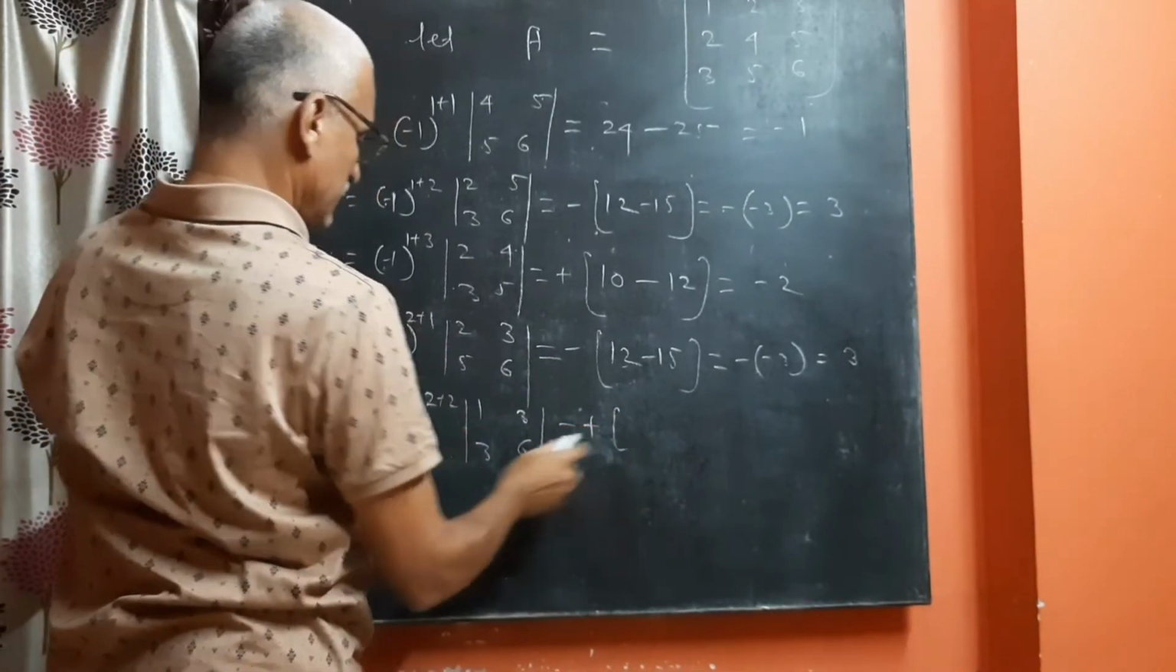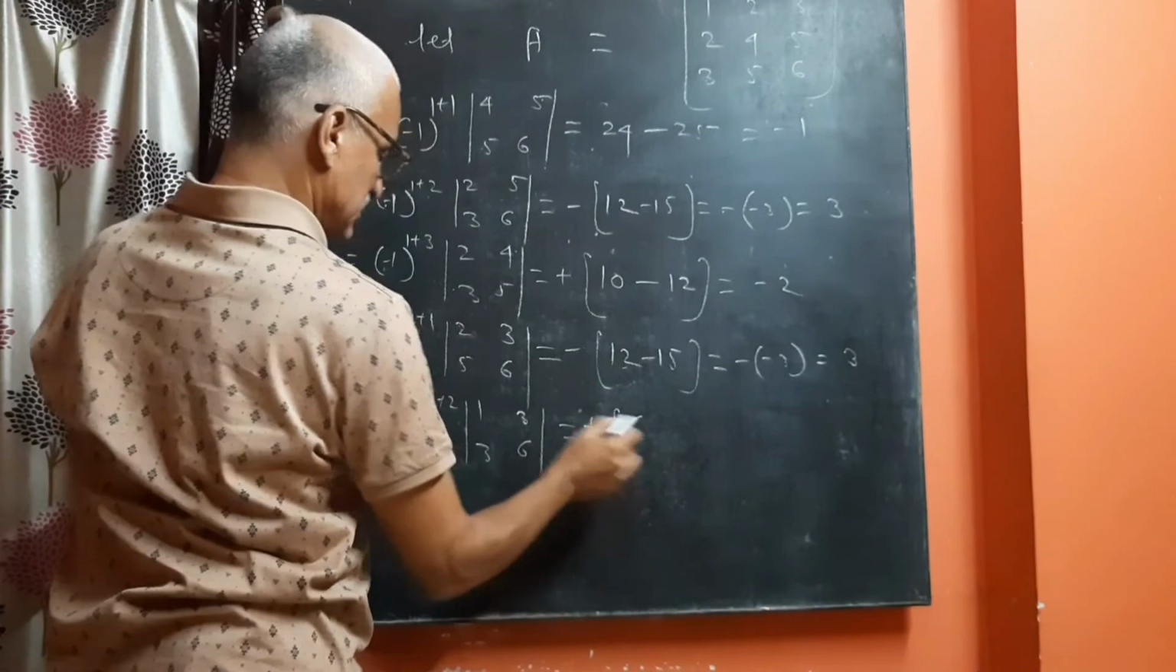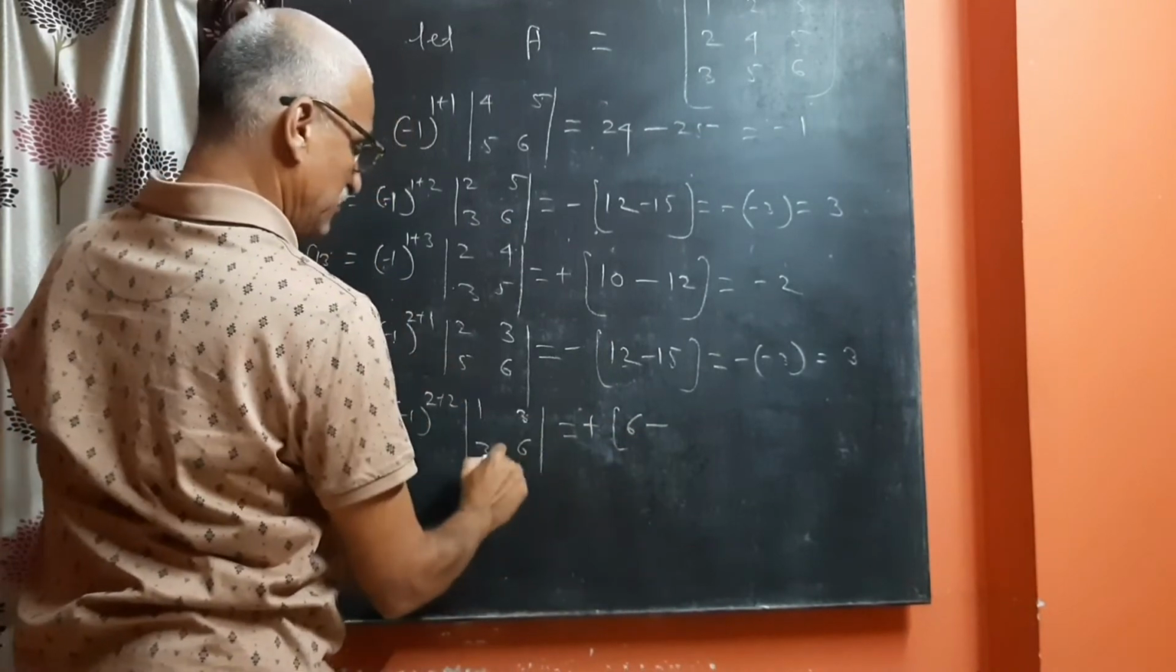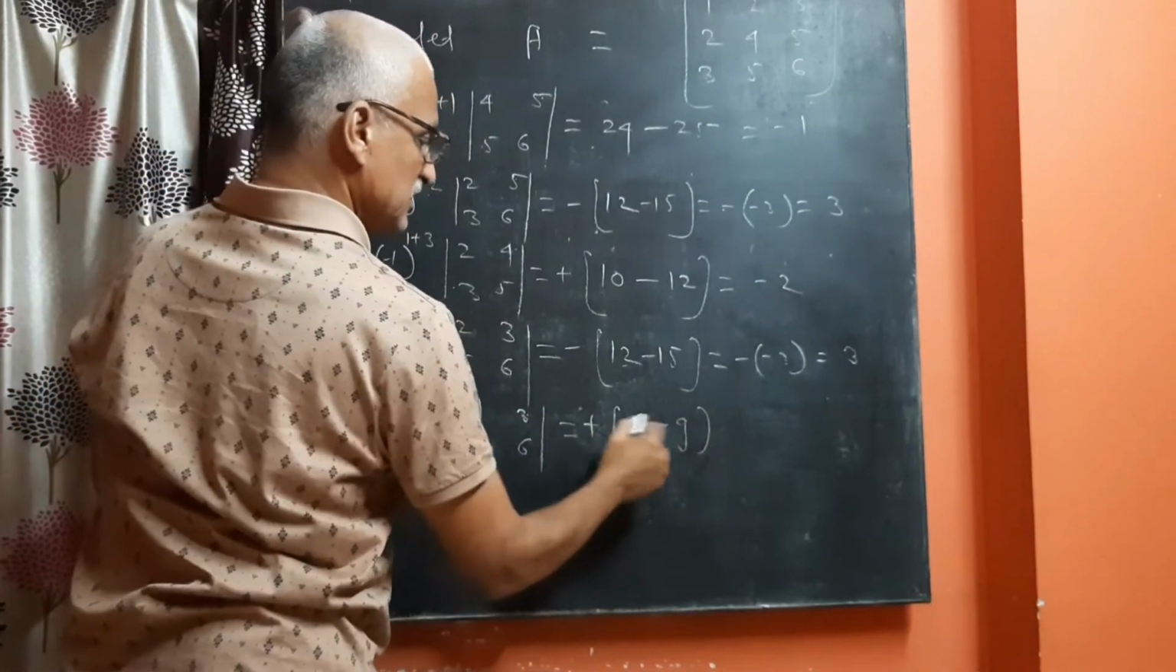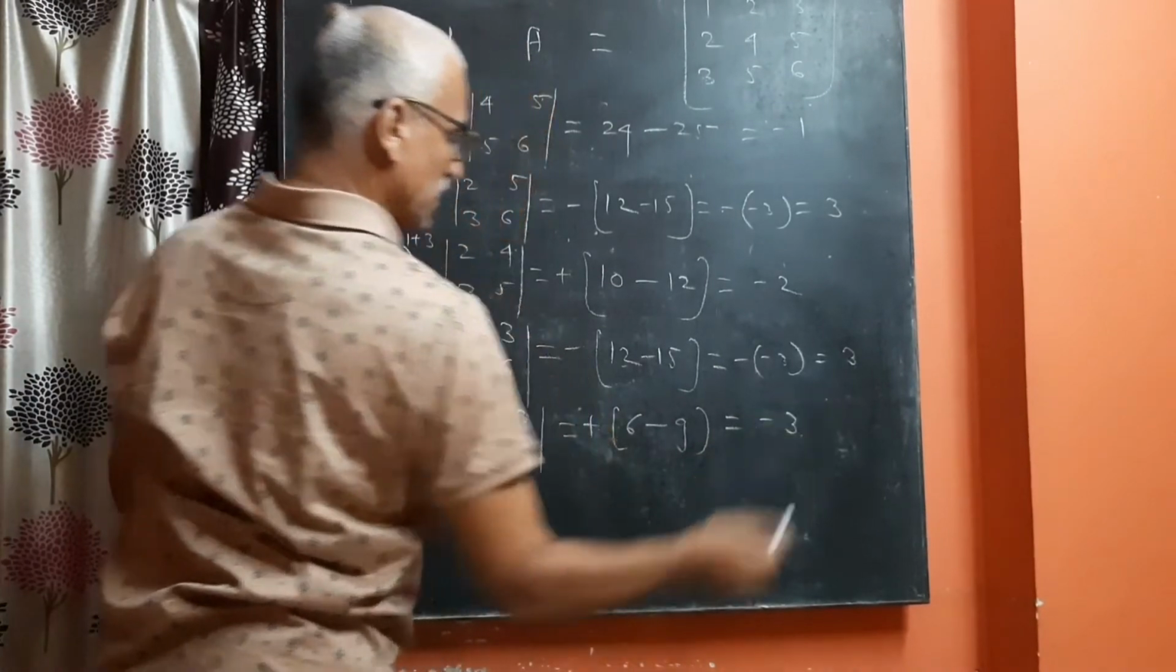This is positive of 1 into 6, 6 minus 3 into 3, that is 9. 6 minus 9, which is equals to minus 3.